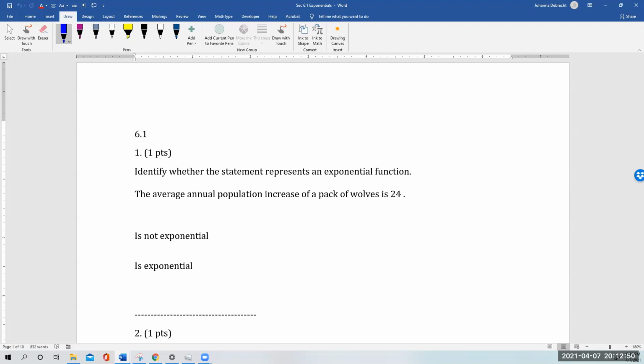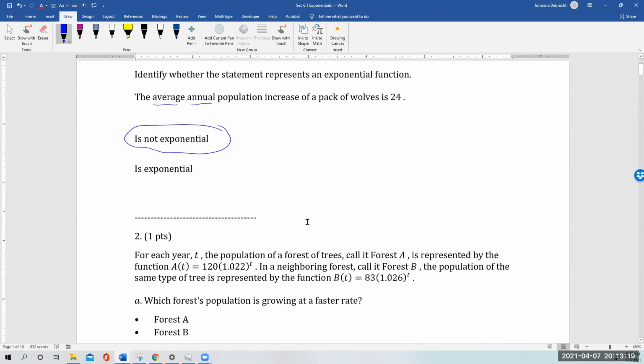This question says, the average annual population increase of a pack of wolves is 24. The key words here are average and annual. That means that every single year, the pack of wolves increases by 24. In other words, it's the same in each time period. Because it's the same in each time period, this is not an exponential function. Let's take a look at the next problem.